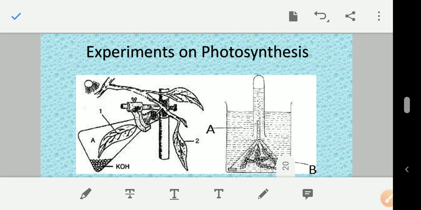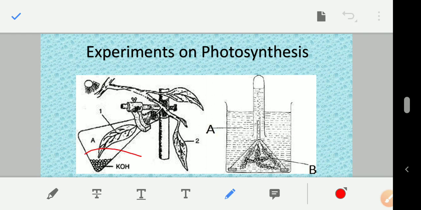This is another experiment on photosynthesis. Why is KOH used? KOH is used to absorb carbon dioxide. Now, if I am asking the question, what is the difference in leaf 1 and 2, you can't write down the answer that the leaf which is inside the flask will show this and the leaf which is outside the flask. No, आपको लेबलिंग में 1 and 2 दिया हुआ है, आप उसी के हिसाब से आंसर करेंगे.